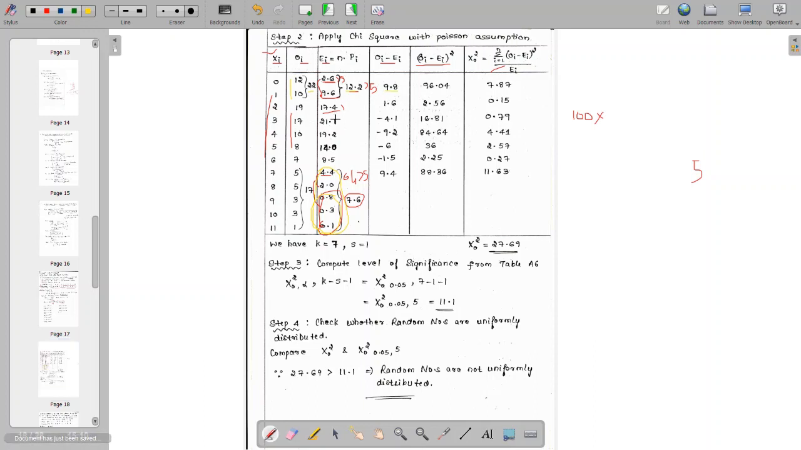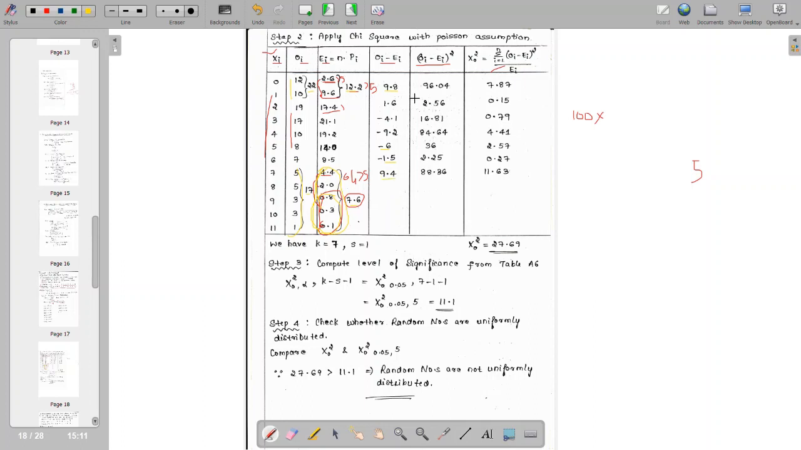Then 19 minus 17.4 is 1.6. 17 minus 21.1 is minus 4.1. 10 minus 19.2 is minus 9.2. 8 minus 14.0 is minus 6. And 7 minus 8.5 is minus 1.5. You added all these intervals, add all the observation values. After adding all the observation values, I am getting 17. 17 minus 7.6 is 9.4.